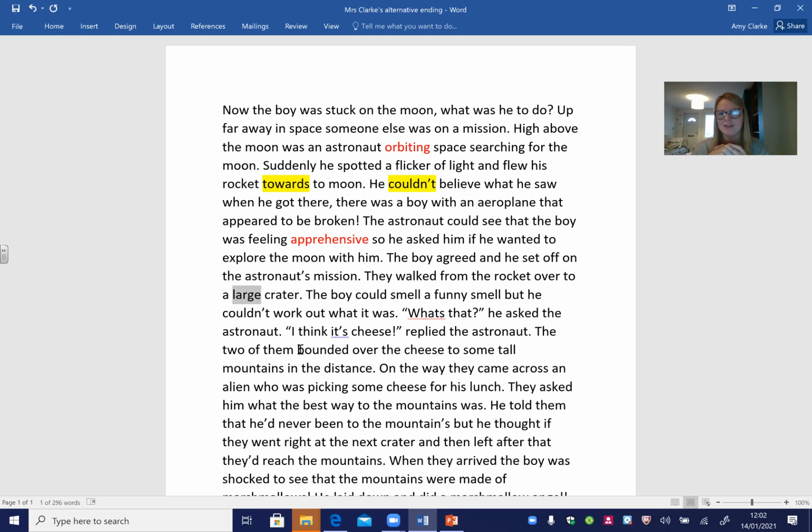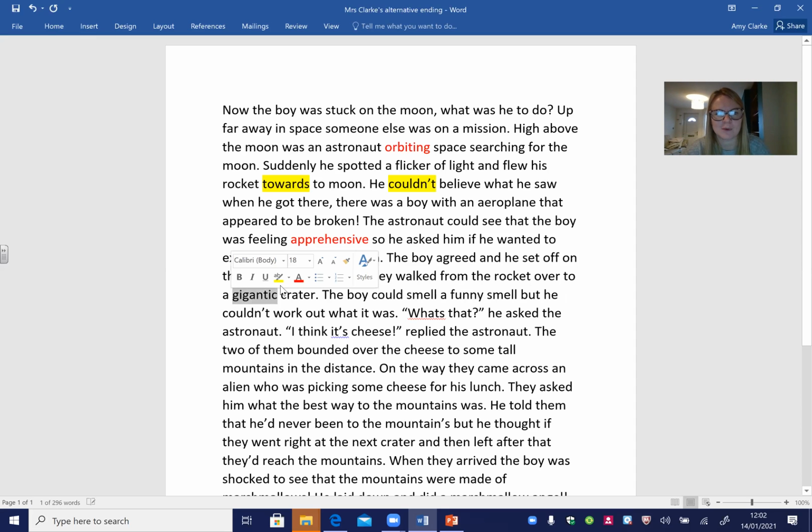I wonder what you came up with. Maybe enormous, humongous, gigantic. I'm going to go with gigantic, I think. It makes me think of an absolutely huge crater now, not just a slightly big one. So we've used the word gigantic instead. Well done. So they walked from the rocket over to a gigantic crater. The boy could smell a funny smell, but he couldn't work out what it was. What's that? I remember from your wishes, I need an apostrophe in there, don't I?